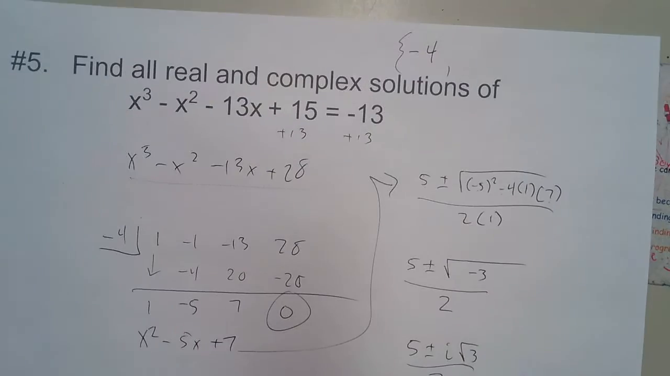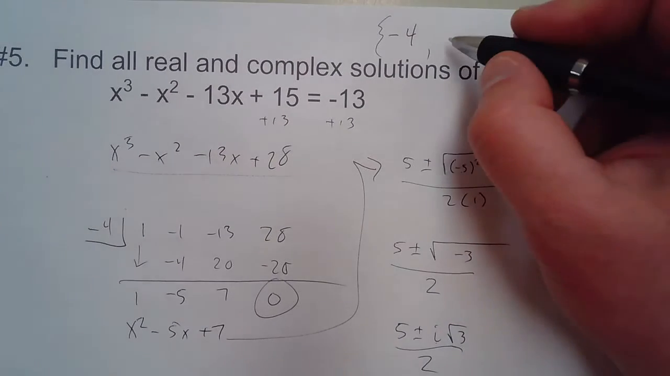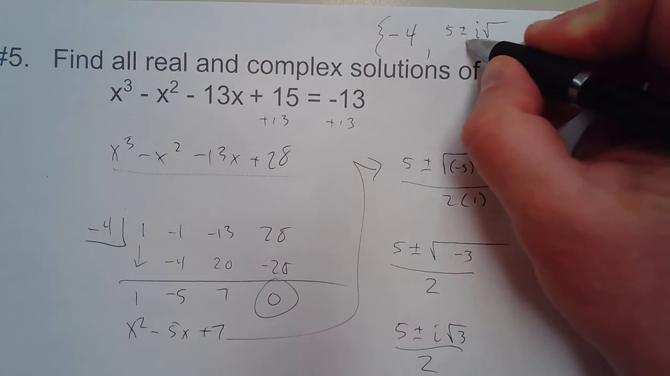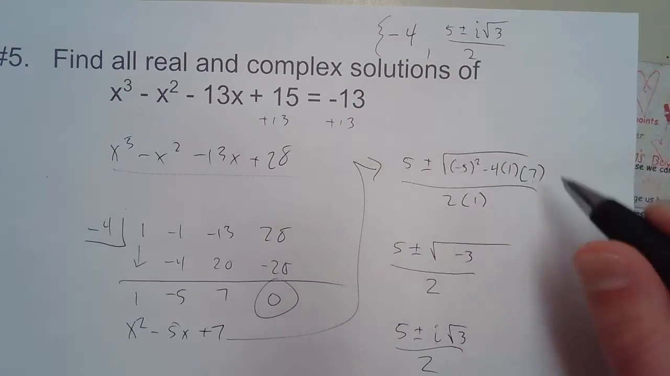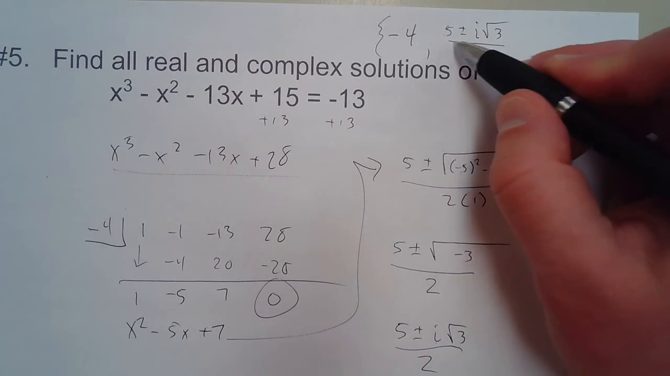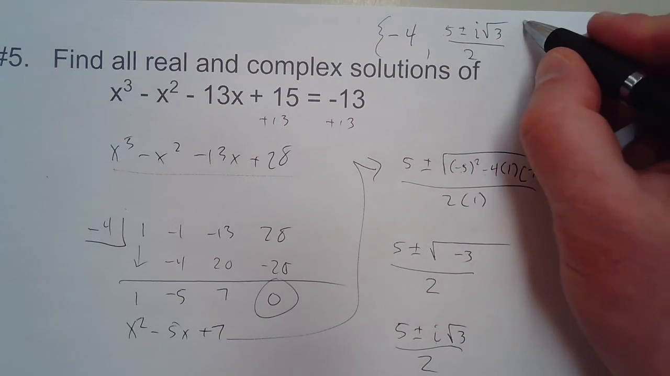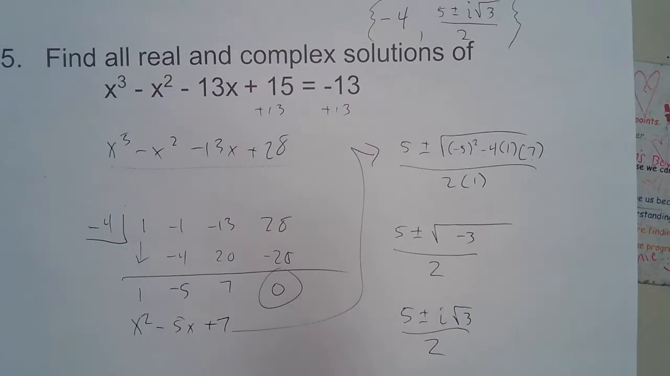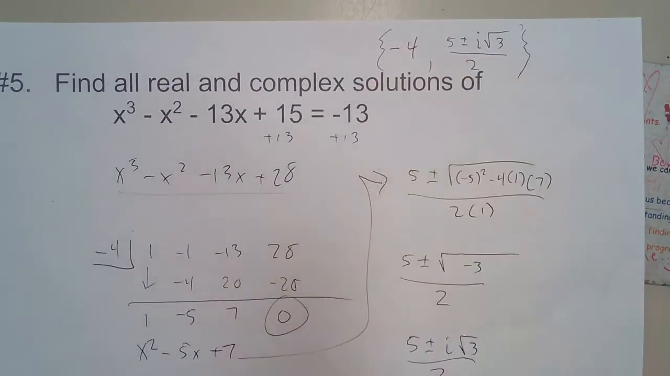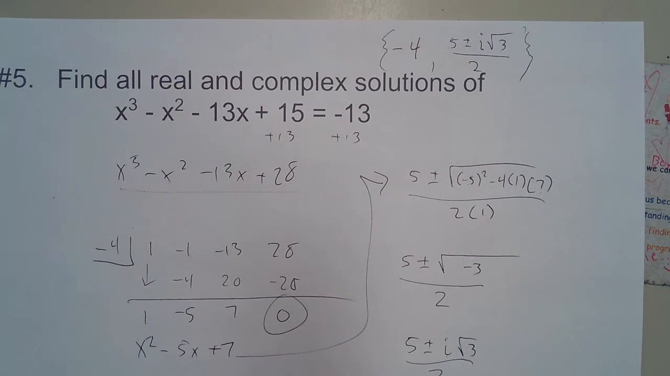And that I would just write up here where I was listing my solutions, as my other 2 solutions. You can write it like this with the plus and the minus, or you could write them separately. You could say 5 plus i root 3 over 2, and then comma, 5 minus i root 3 over 2. Both are the same thing. So just keep that in mind. So there we go. At this point, I know I'm done because I did find all 3 solutions, because I know it's going to have 3 since it's a cubic.